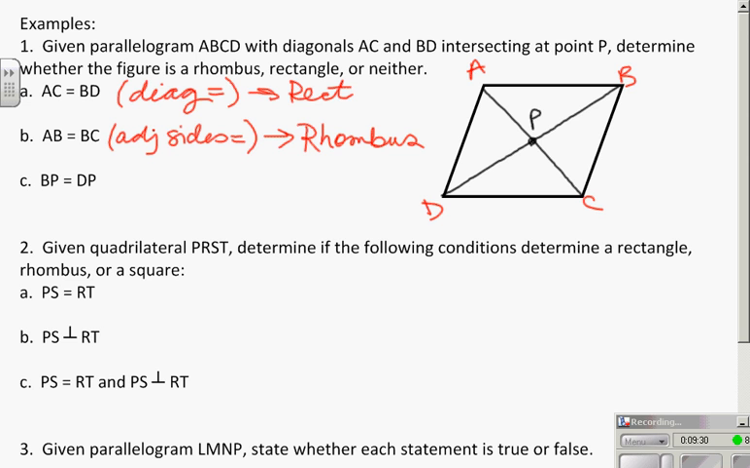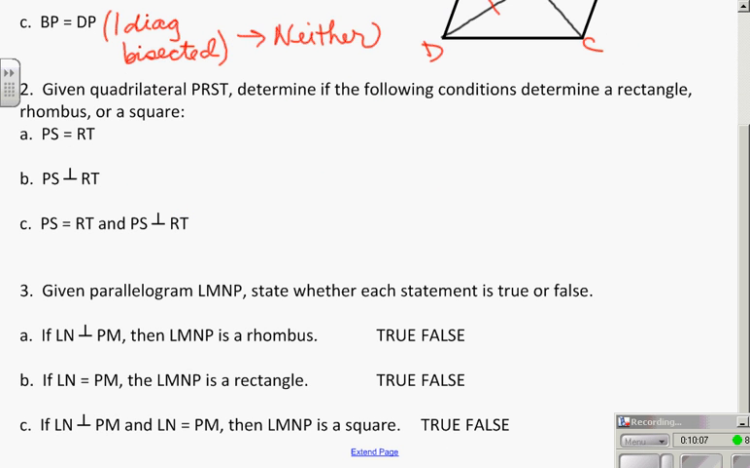Erase your marks. This one is talking about our diagonals again. If I know that BP is equal to DP, that one diagonal is bisected, is that enough information to conclude that I have a rhombus, a rectangle, or neither? And in fact, that is neither. It is not enough information if only one gets bisected.